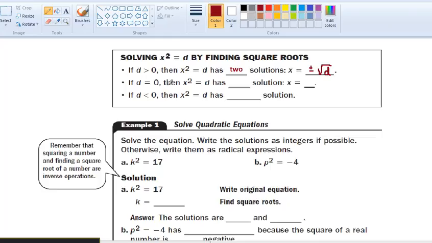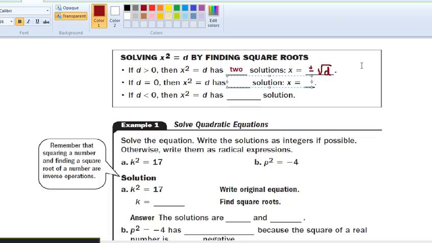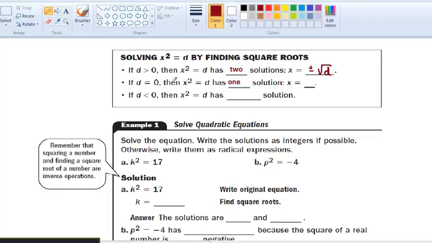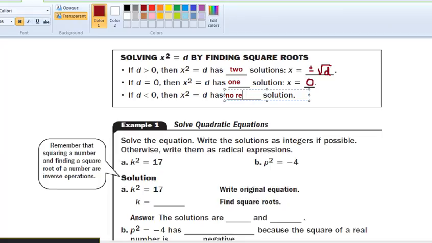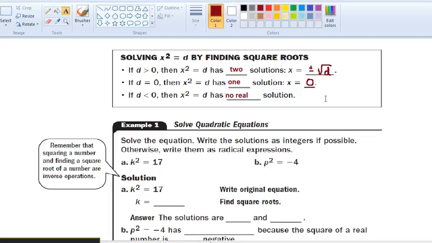Now, if d equals 0, think about how many solutions it might have. It's not going to have two, because you can't have minus 0 or negative 0. So it's going to have one solution, and when d equals 0, we're looking for a number that, when you square it, equals 0. That is 0. And if d is less than 0, let's say negative 9, there's really nothing that works, because a negative times a negative is a positive. So we write that it has no real solution. There really is a solution, but for our purposes right now, there's no real solution.